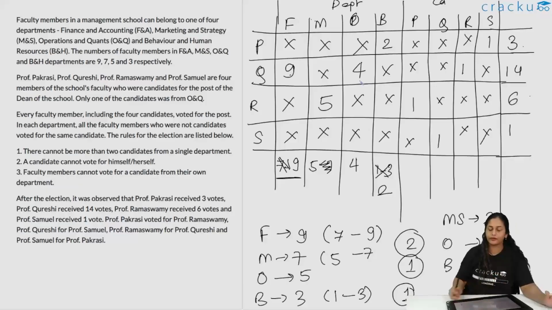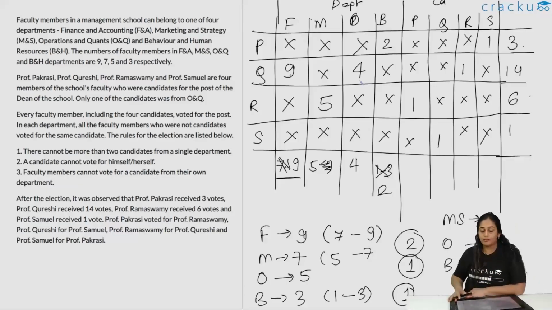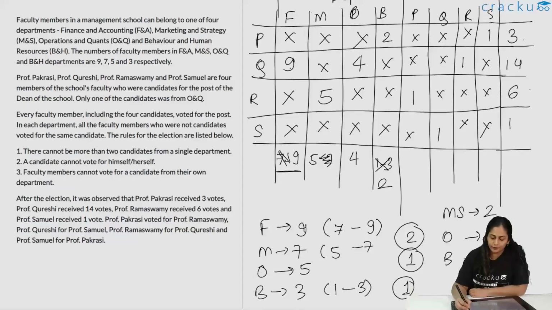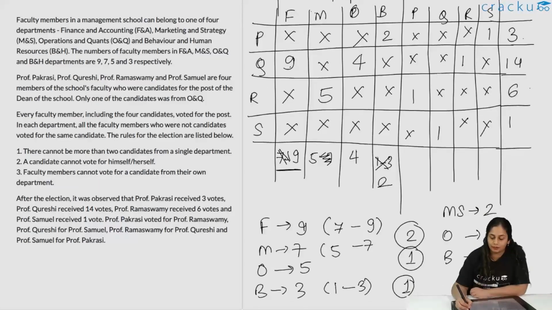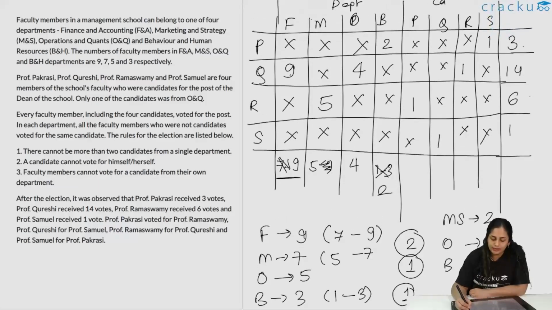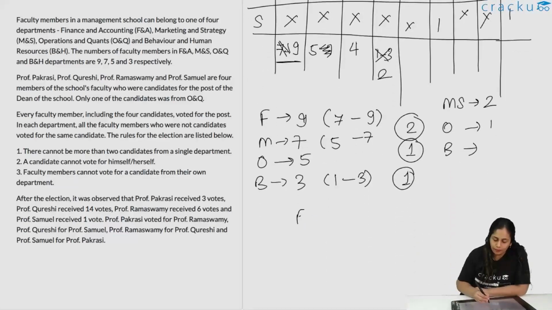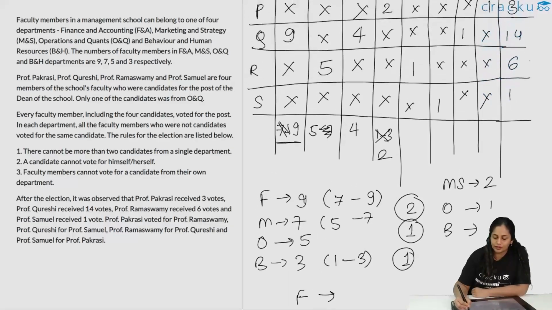So we have been able to figure out where the votes are coming from, but we have not been able to figure out who is from which department. That is the last thing left to figure out. How do we figure that out? We have to use the fact that you cannot vote for the person from your own department, and 2 people are from the same department. So let us figure out who is from F department, who is from M&S department, who is from O department, who is from B department, and which candidate is from which department.